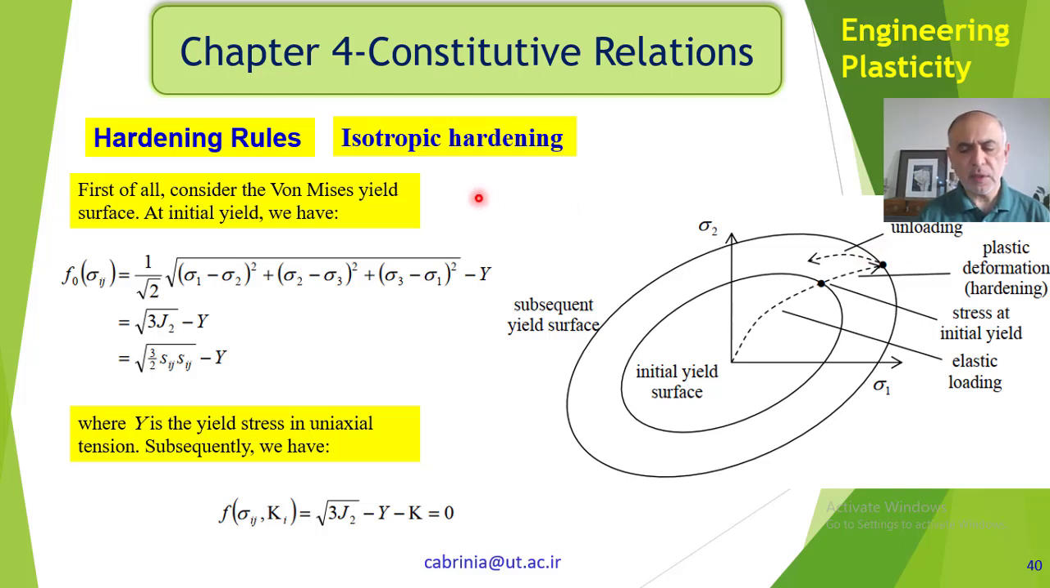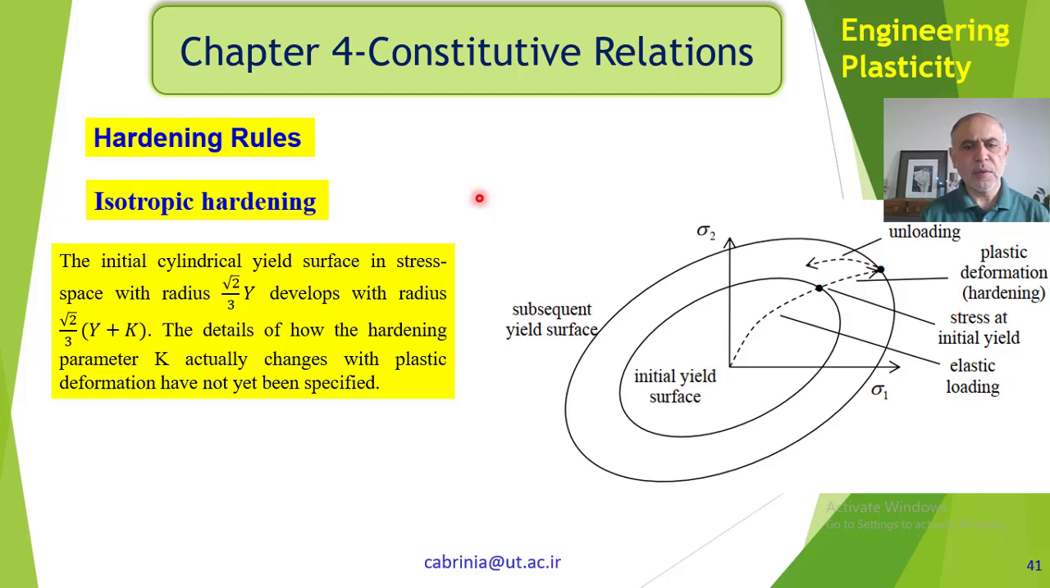for isotropic hardening. What other kinds of hardening do we have? I will introduce some other kinds of hardening in a short time, but let's see what we have here. The initial cylinder yield surface in stress space has radius root 2 over 3 y. That is the initial cylinder, shown in 2 dimensions as an ellipse, and why it's shown as an ellipse, you know, is because we cut the cylinder in an oblique plane.